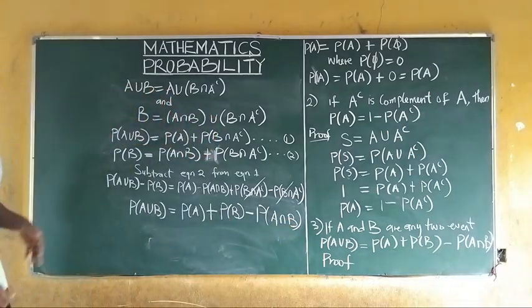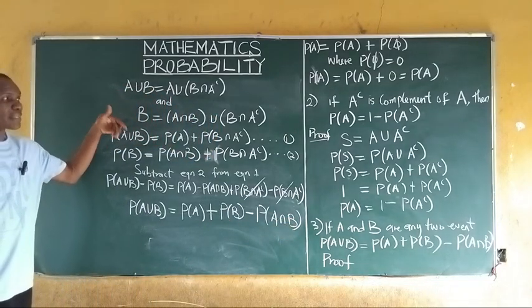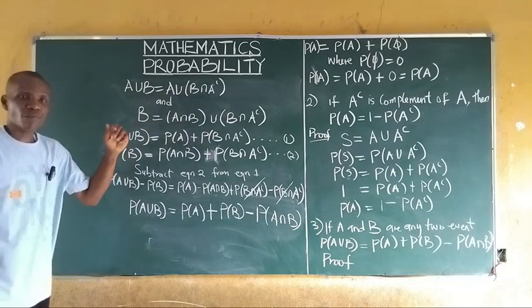So this is how to obtain the proof of the three axioms of probability.